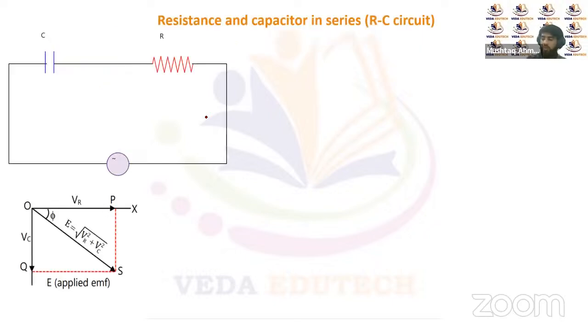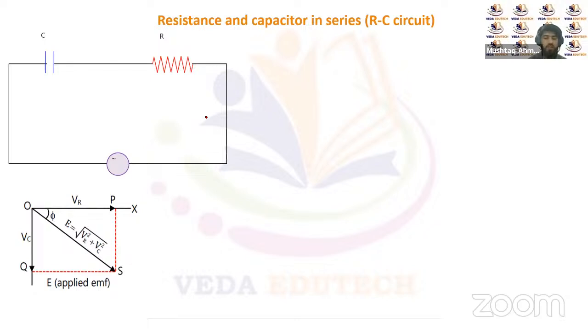Now let's move on to the RC circuit, right? Let's do similar calculations for the RC circuit as well. In case of RC circuits, you know that the current leads as compared to the voltage, right?